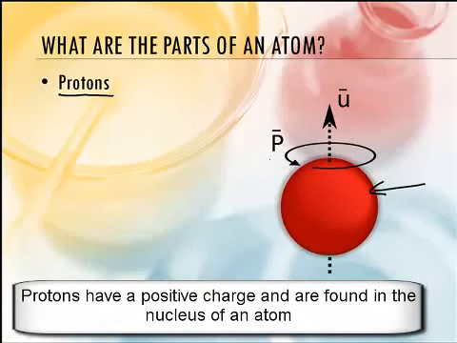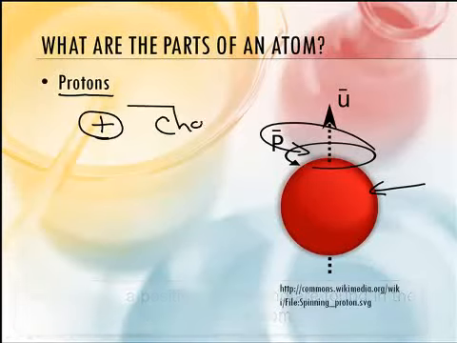By the way, it has a spin on it. You can see this little curved deal. Scientists believe they're spinning. So that's a proton. They have a positive charge, by the way. Proton, positive. They have a positive charge.